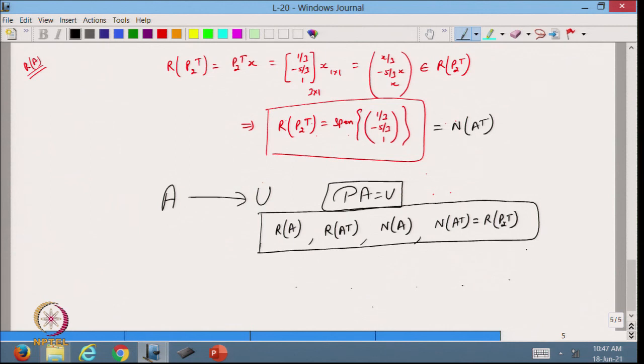So, I think now we stop here. Today we have discussed one example and showed that using that example, the matrix A, we are able to write the bases for the corresponding subspaces associated with the given matrix.